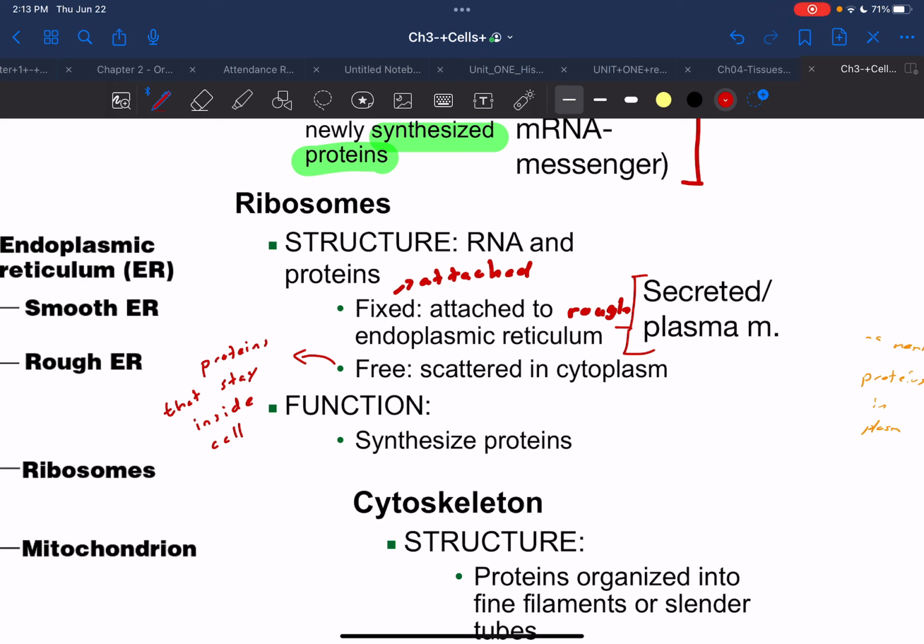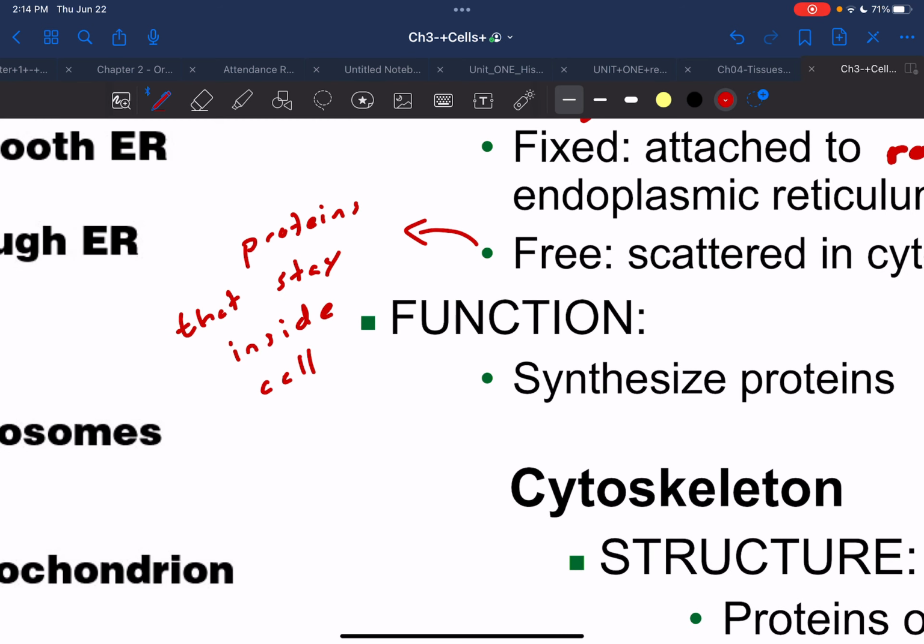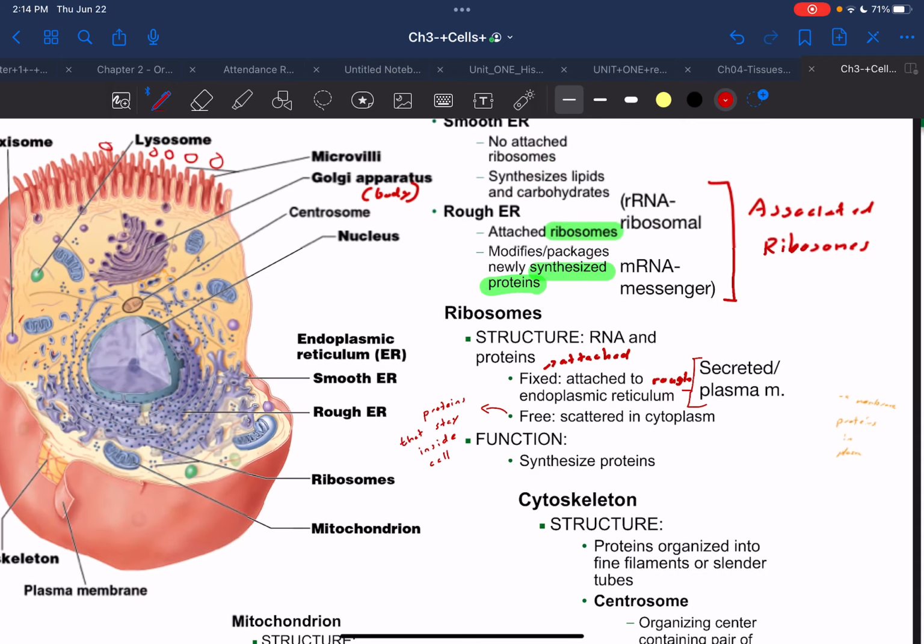Eventually, that's the job of the endoplasmic reticulum, is that once it makes the proteins, it wants to send it to the Golgi body. Therefore, if it's going to the Golgi body, it's targeted or it's meant for secretion, or it's going to go to the plasma membrane. And we will come back to this fact one more time today. But otherwise, the free ones, they produce proteins that stay inside the cell to carry out the functions inside the cell.